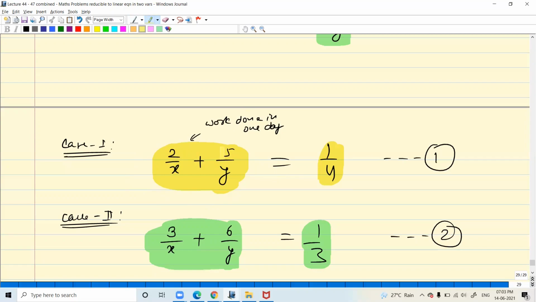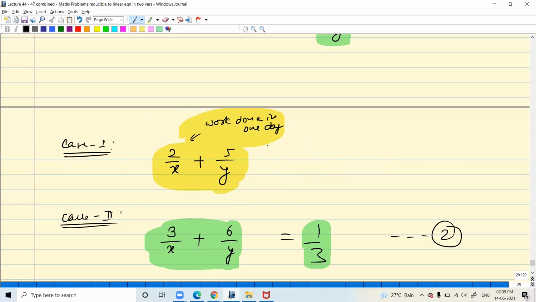2 women and 5 men. They are doing 2 by X, which is the work done by 2 women in 1 day. 5 by Y is the work done by 5 men in 1 day. So when you add them together, it means we are saying that 2 women and 5 men are doing this much amount of work every day. Okay, up to this it is clear? Yes, sir.